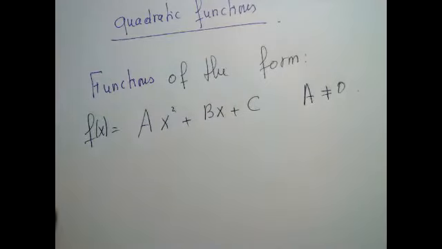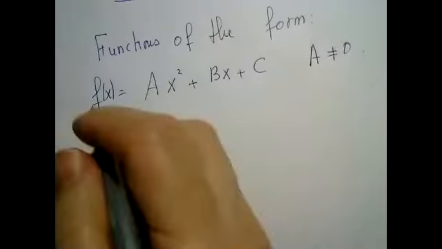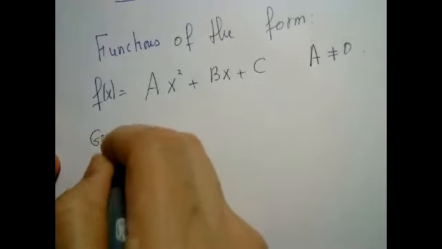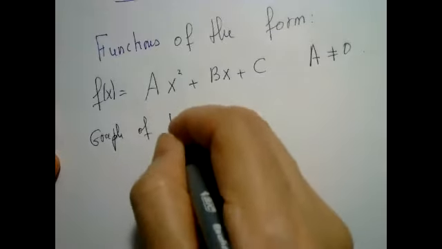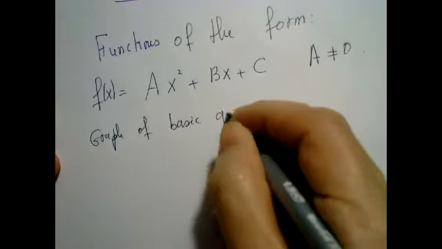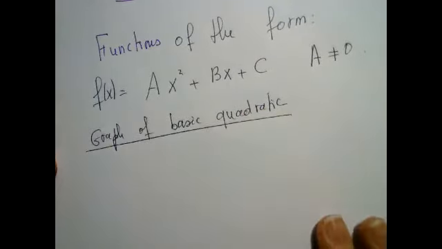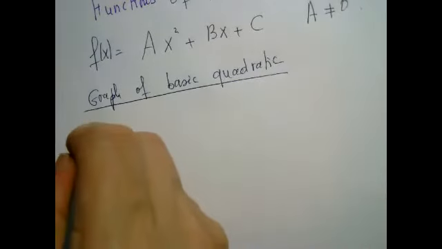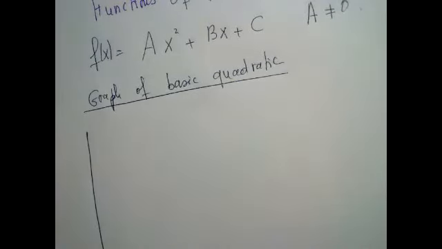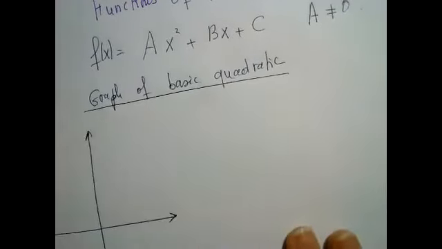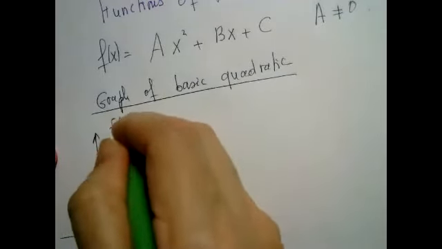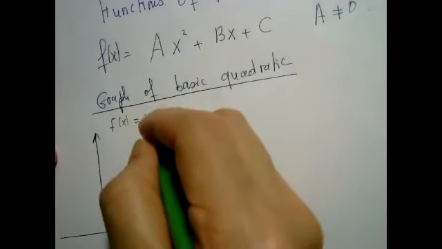Now, when I left you last time, we talked about the graph of some basic quadratics and then the graph of the general quadratic. So let me remind you of the graph of the most basic quadratic, which is f of x equal x squared. Its graph is one you should absolutely memorize.